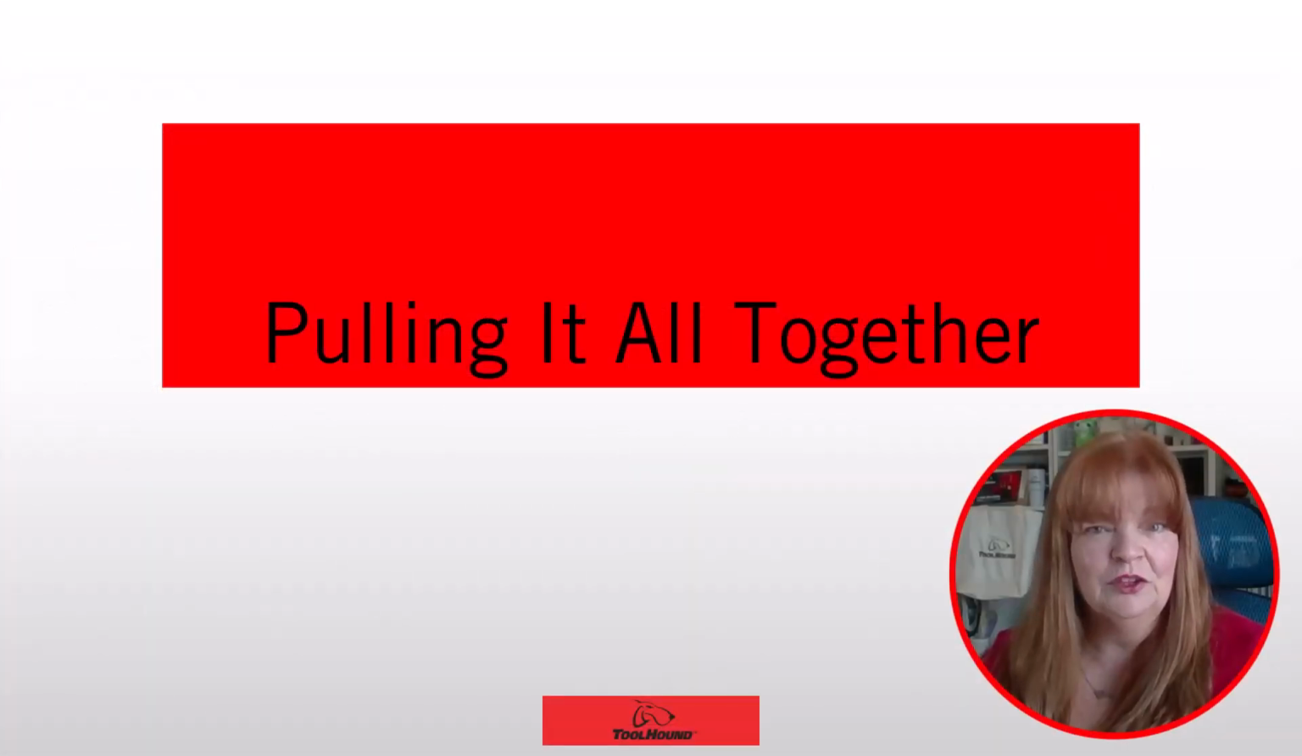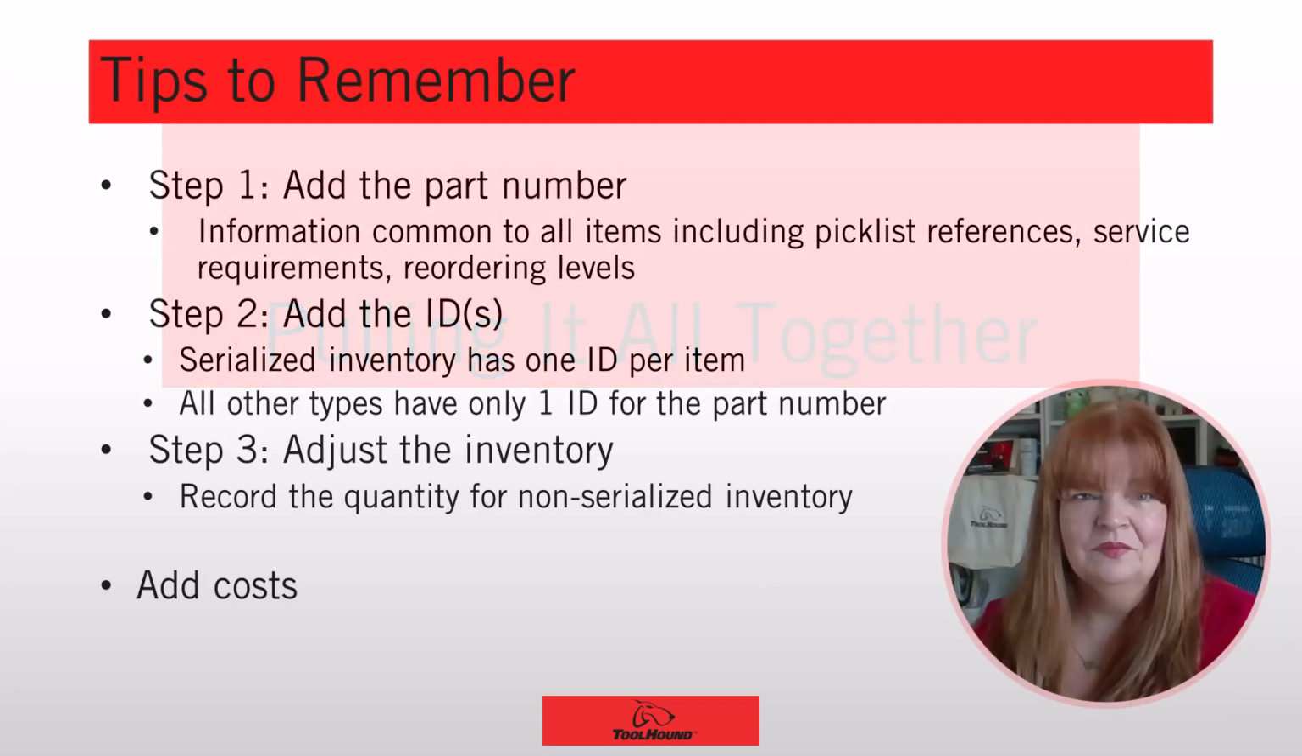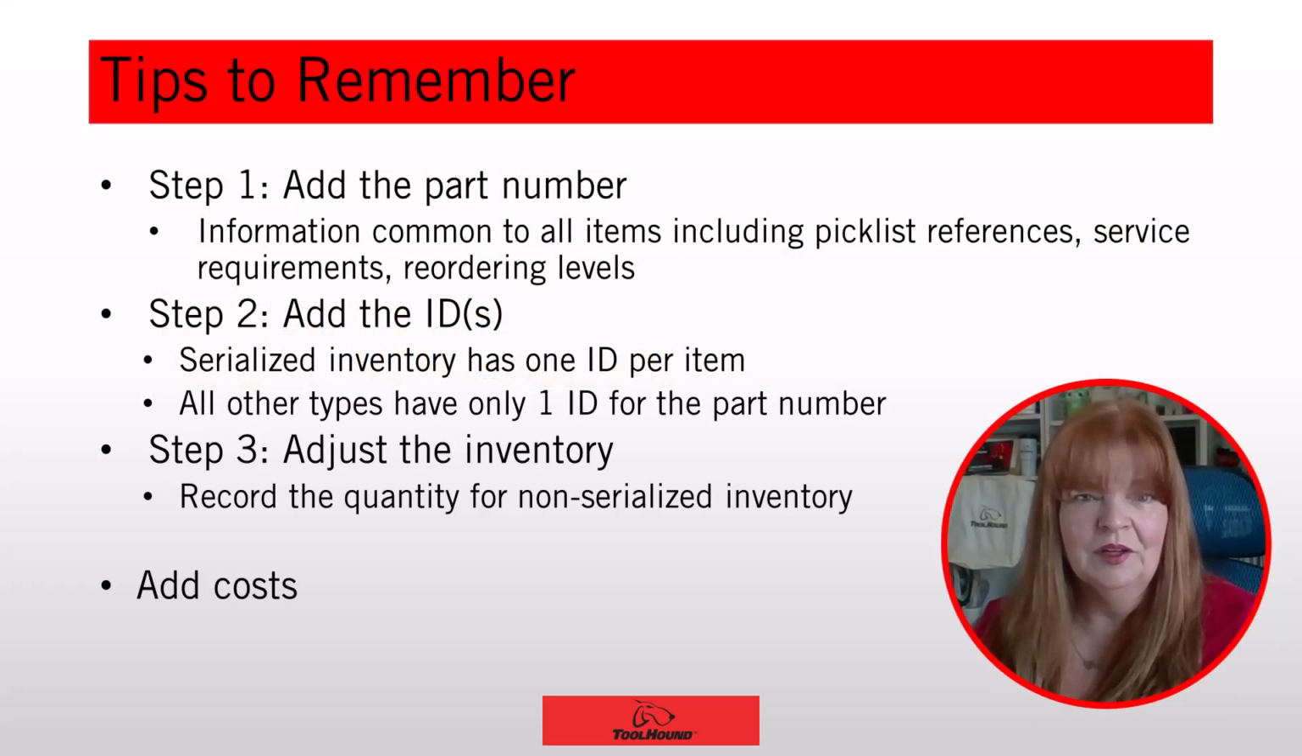Let's review what we've learned so far. Step 1 is to add the part number. The part number carries all information common to all items, including pick list references, service requirements, reordering levels. A picture is helpful when requisitioning, including transfer and purchase requests, either in the browser or on the mobile, and when looking up inventory on the mobile app or using the kiosk.